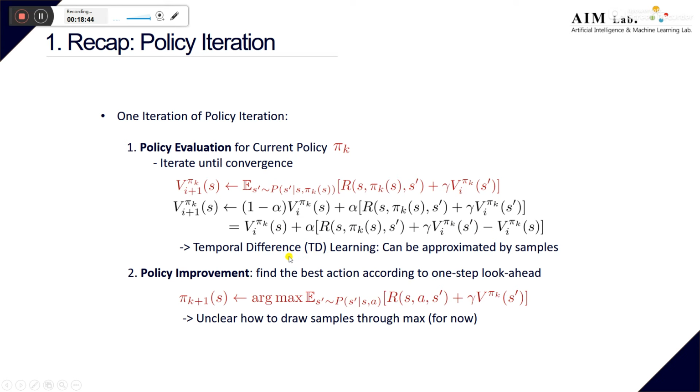The second step of policy iteration is policy improvement. In policy improvement, we have a similar issue to the one we saw in the previous slide in value iteration. Since we have the argmax operation here, we argmax over all possible actions, and it is unclear how to draw samples through this argmax function for now, but in later lectures, we will cover how we can work around this issue.